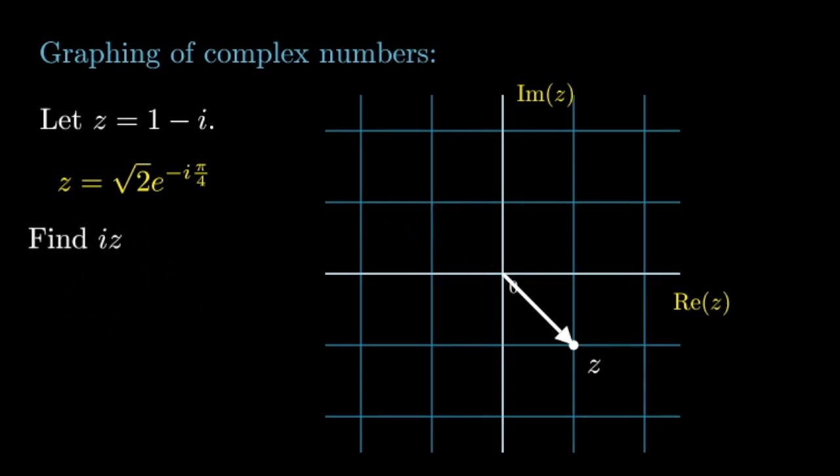Find i times z. So here, if we do it analytically using the Cartesian form, we'll have i times 1 minus i. If we expand that out, we end up with 1 plus i, and we can visualize that on the Argand diagram. In this case, we see a few things. The argument is now reversed. The main point here, however, is that when we multiply by i, the complex number you get is a rotation by pi on 2, anti-clockwise.